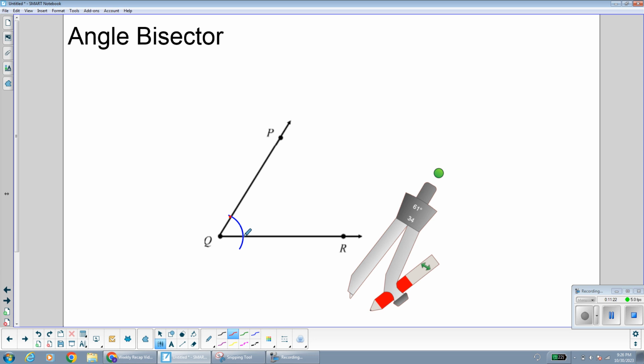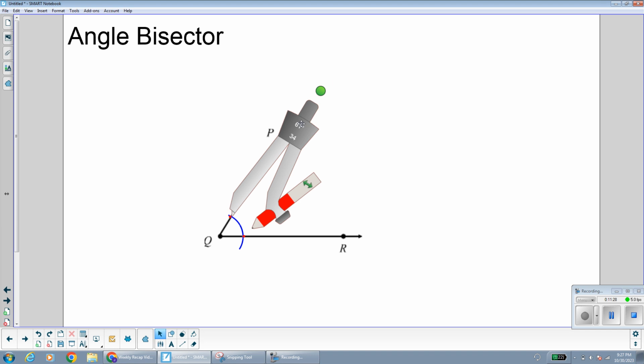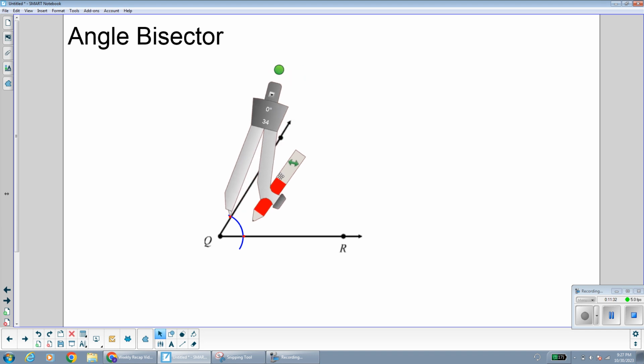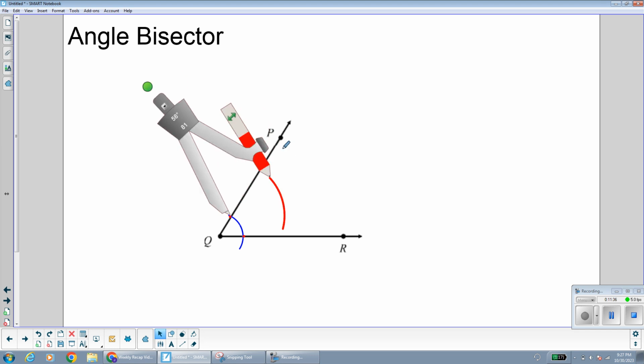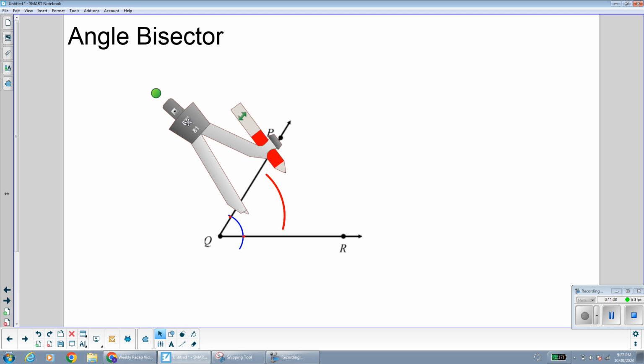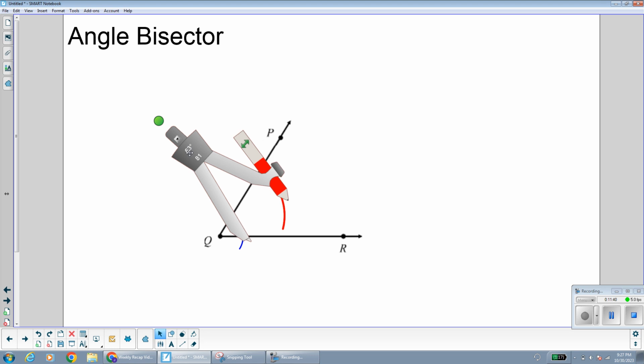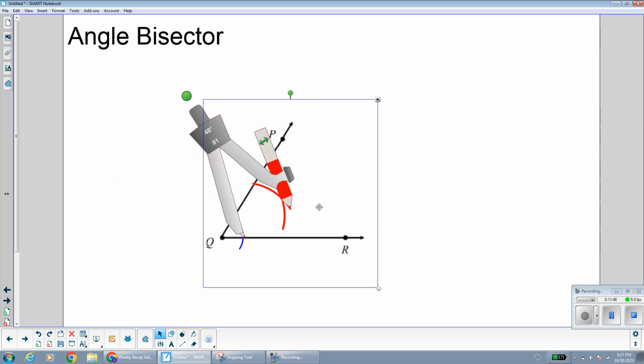Then I'm going to put my compass on each of these two places where the arc intersects the angle. And I'm going to open up just a little wider. The exact measurement doesn't matter. And I'm going to make an arc. Then I'm going to come over to the other endpoint, and I'm going to make the same arc.